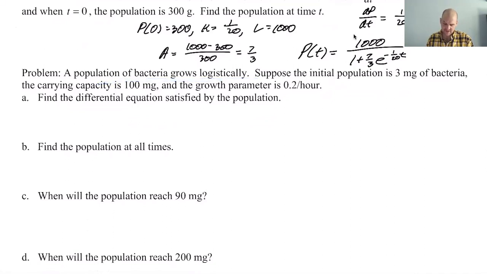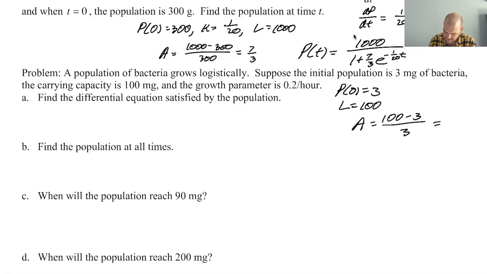A population of bacteria grows logistically. Suppose the initial population is 3, so that's P of 0 is 3 milligrams, I guess. Is that a reasonable way of measuring bacteria? I have no idea. I am sure that I took this problem from somewhere else. The carrying capacity is 100, so that's L. So we could calculate A. It's going to be 100 minus 3 over 3, so 97 over 3. 97 is not a multiple of 3, so 97 over 3.